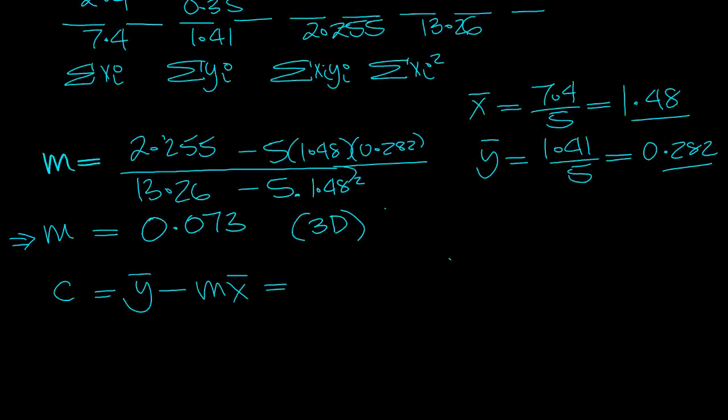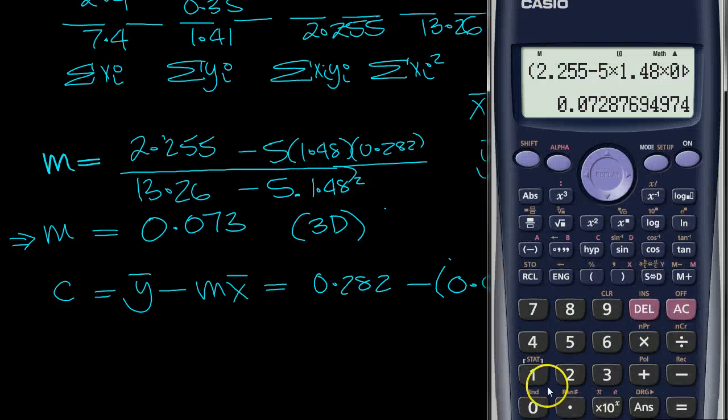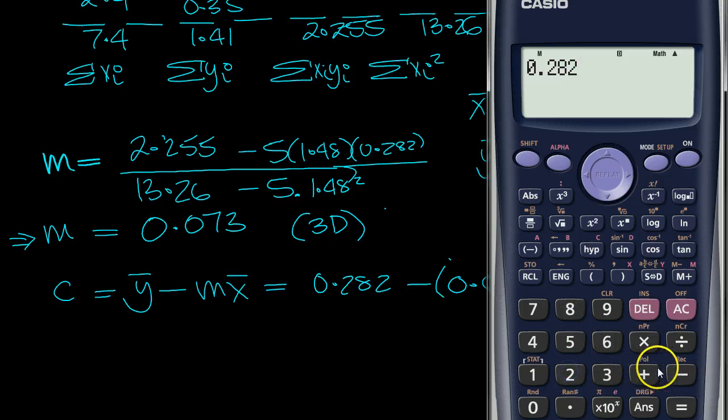Now we've got m accurately in the calculator, so we can do c: y bar, 0.282, minus m, 0.073, times x bar, which is 1.48. Okay, so that's the answer there. So it's 0.282 minus the answer times x bar.